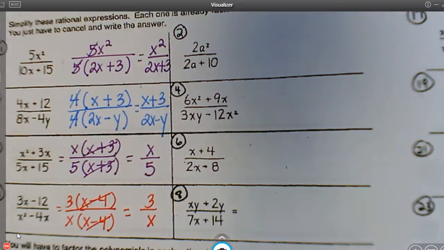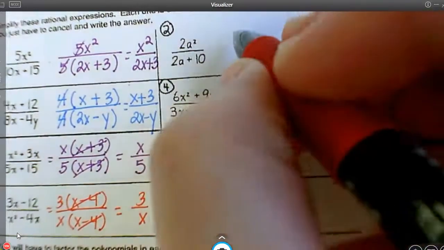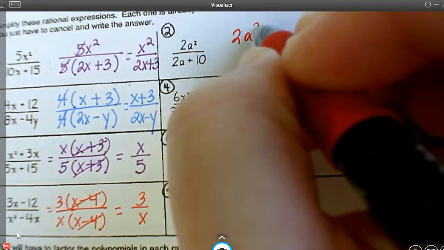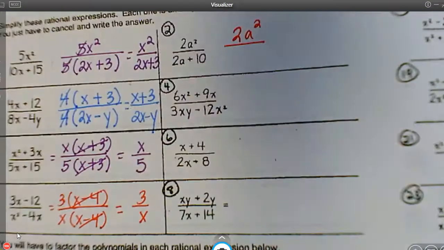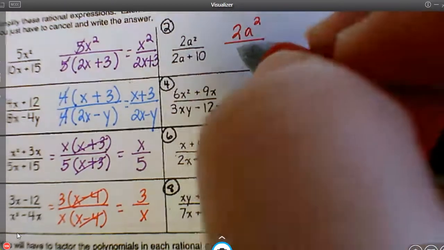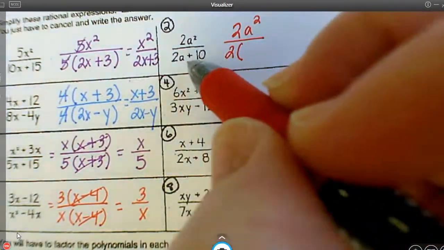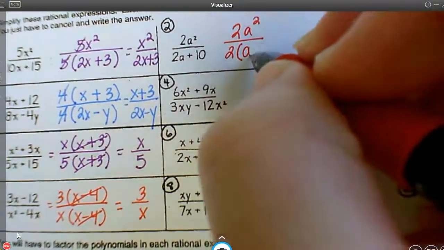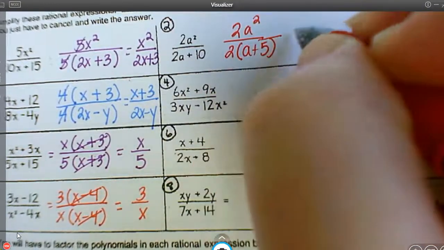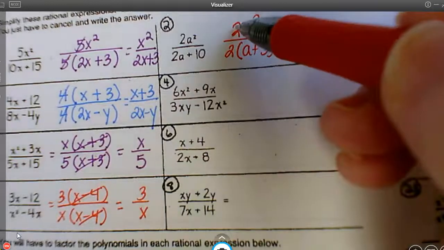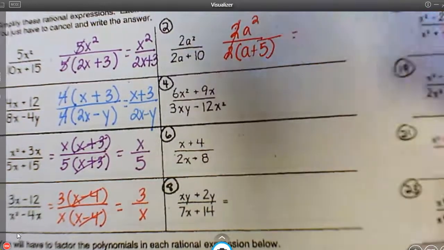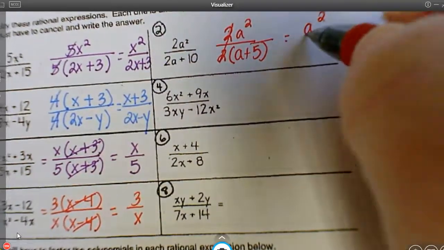So on the first one, or on number 2, the 2a squared is going to stay. There's nothing to factor out of it. But on the bottom, 2a plus 10 looks like you can get rid of a 2. So divide it out. Take out the greatest common factor, and so you're left with a plus 5. At that point, the only thing that can happen is those 2's can go away. Everything else has to stay.